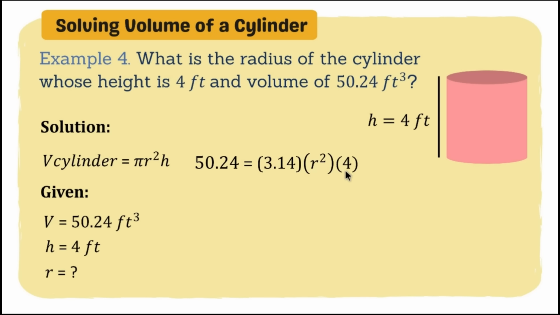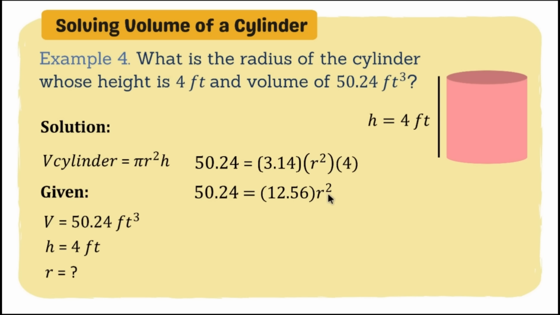Okay? How do we do this? Pwede nating i-multiply muna yung mga given values. Like here, ang pwede mong i-multiply dito ay si 3.14 tsaka 4. So 3.14 times 4 is 12.56 times the radius squared.